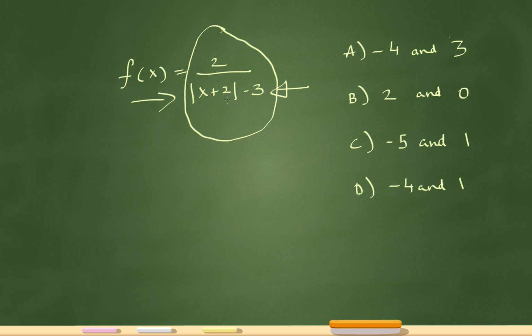So negative 4 plus 2 is negative 2. The absolute value of negative 2 is just positive 2. Positive 2 minus 3 is negative 1. So that'll work out for negative 4, and I'm not even going to check 3, because it's saying "and," so they both don't have to work. So let's go to 2.